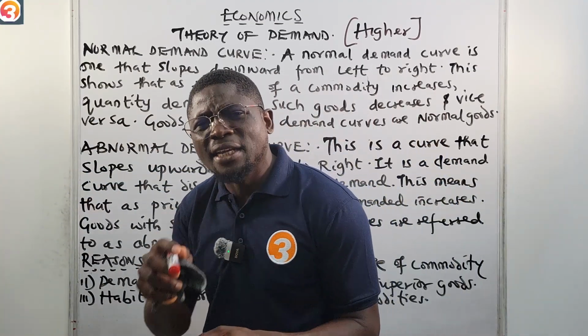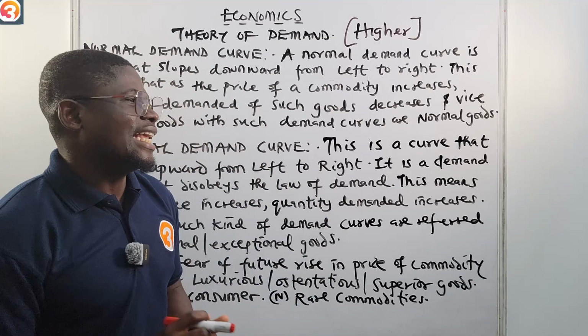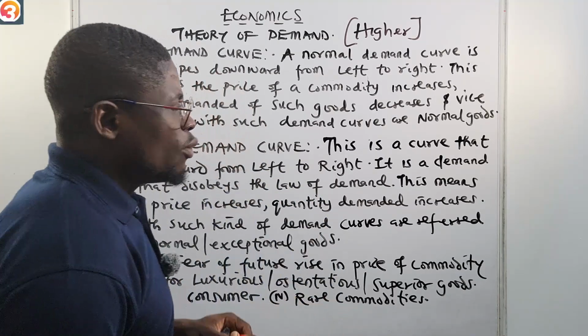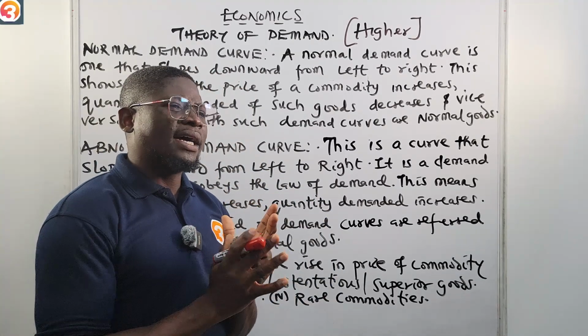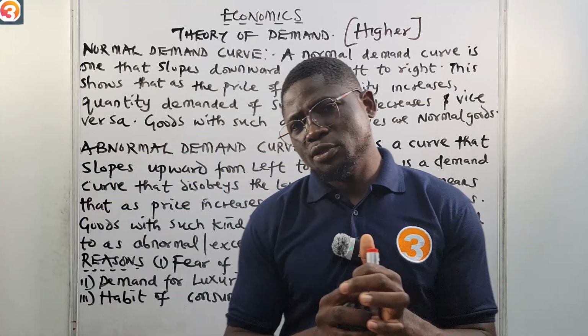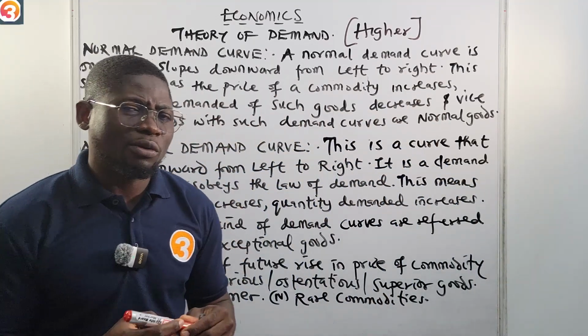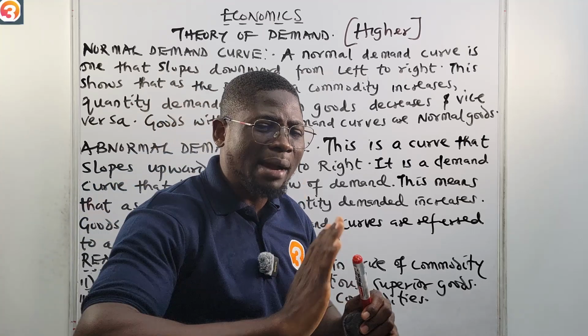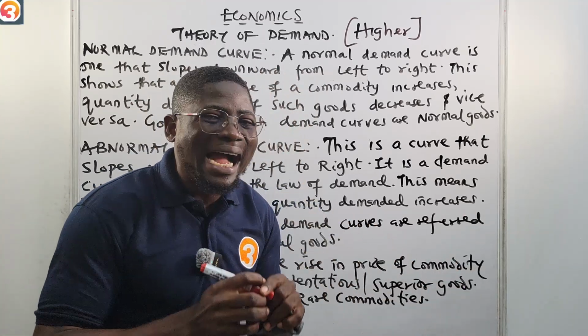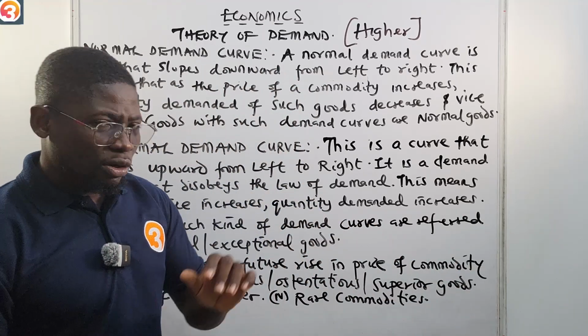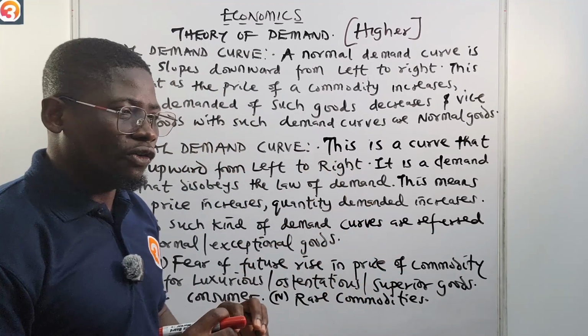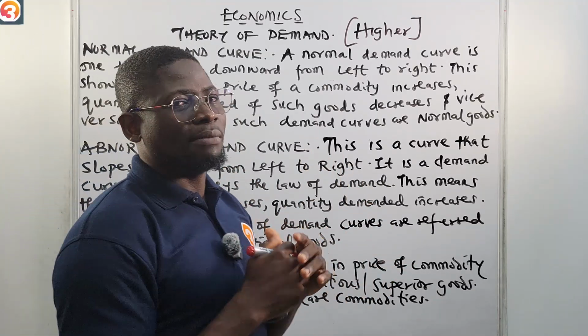And the lower the price of a commodity, the higher the quantity demanded. So we talked about the demand curve in the last episode. Today we're going to look at two types of demand curve that we have: the normal demand curve and the abnormal demand curve.